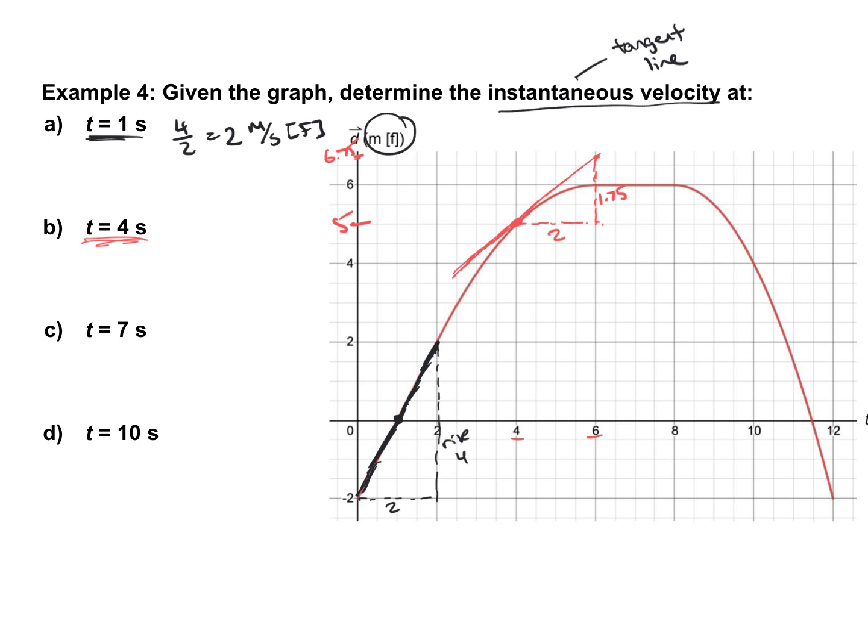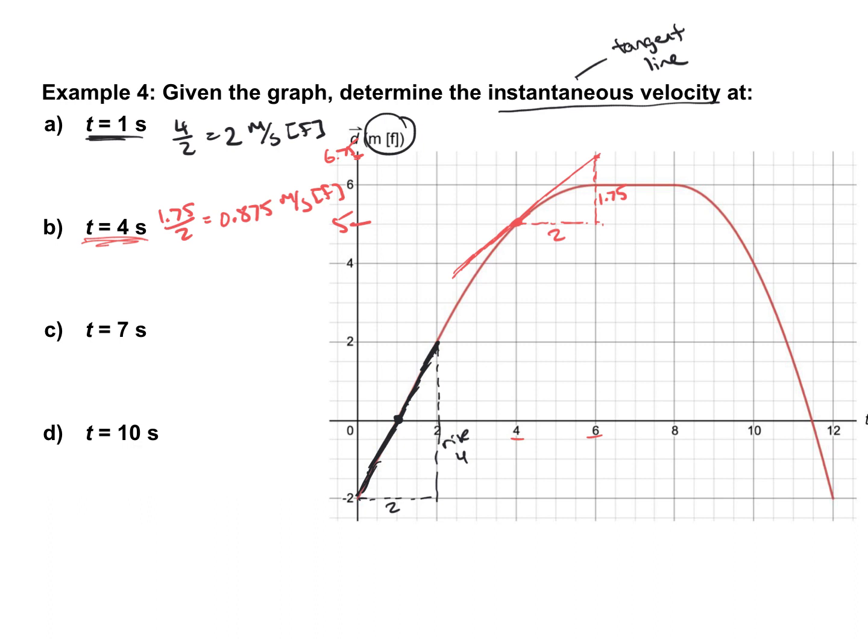Okay, so the slope of that, 1.75 over 2, that's 7/8. So that would be 0.875 meters per second. And the direction is forward. If the slope is positive, the direction is forward. When we get to 10 seconds, the last question, the slope is actually negative, and that's when I'm going to say backwards. Okay, so the answer there is lower than my answer to A, which makes sense because the graph is getting less steep.